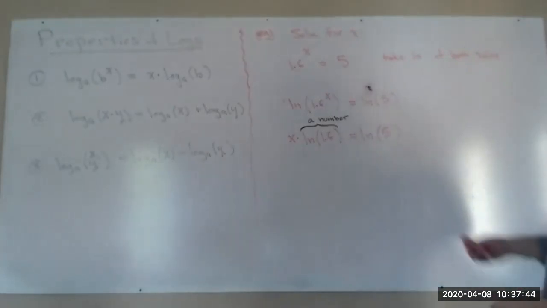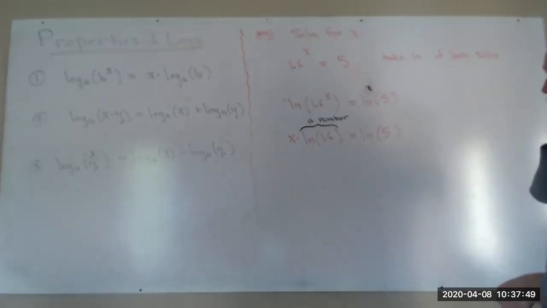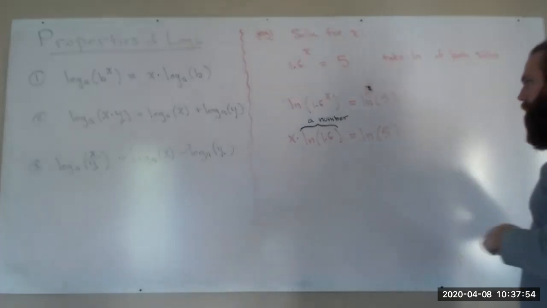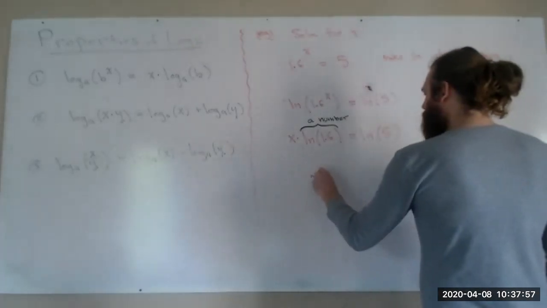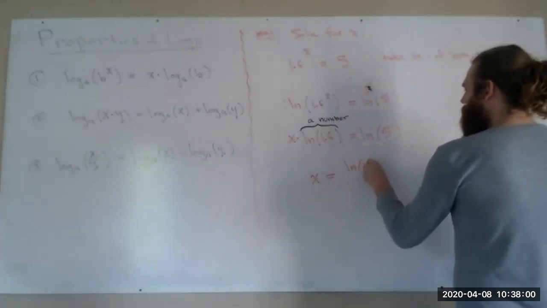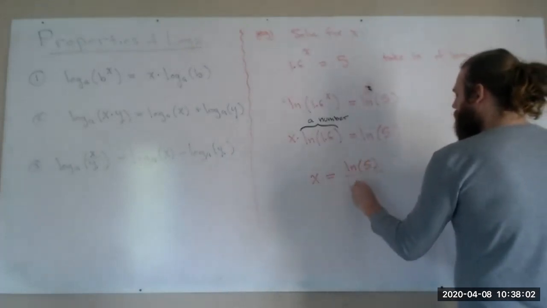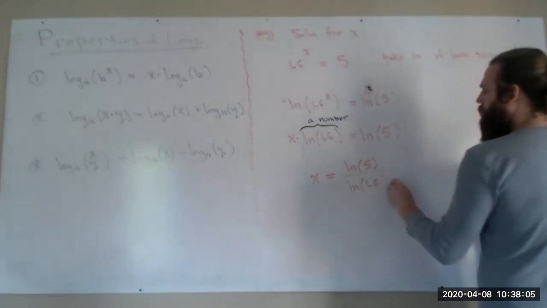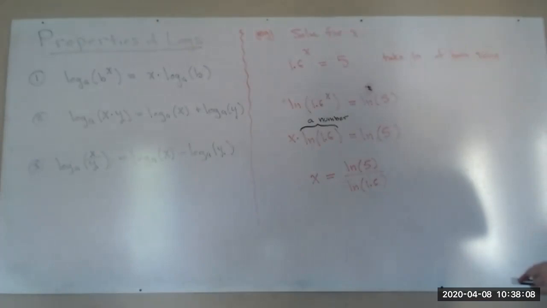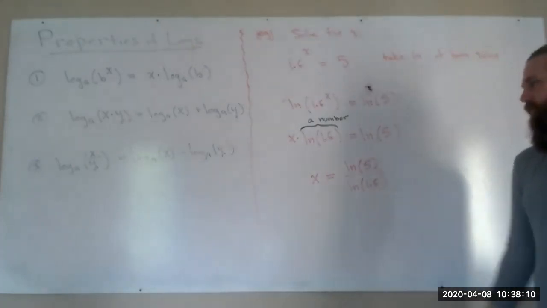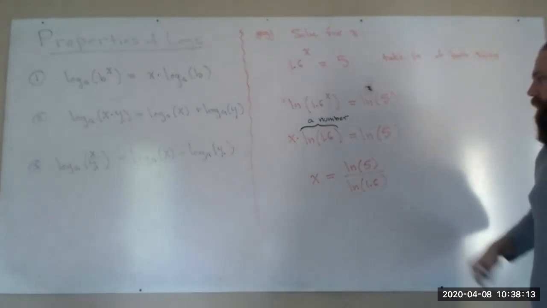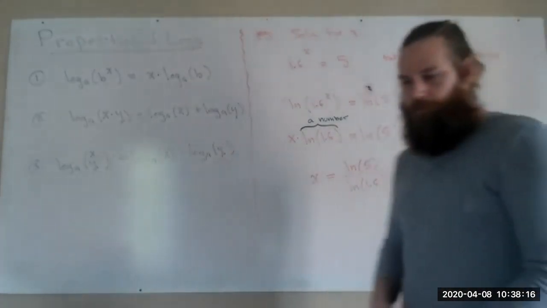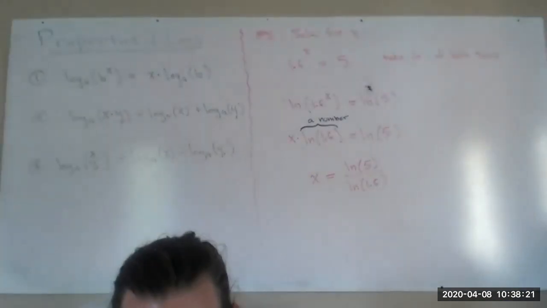So if I had x times 2 equals some number, I would divide both sides by 2. Since I have x times the ln of 1.6 equals some number, I'm going to divide both sides by the ln of 1.6. So this is x equals ln of 5 over the ln of 1.6. Now here's a question. Can I cancel the ln's? Is ln 5 over ln 1.6 the same as 5 over 1.6? That looks like it could be done, right? Just in the shape of the algebra.